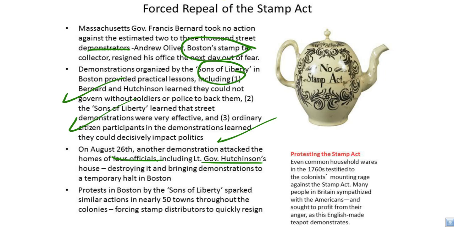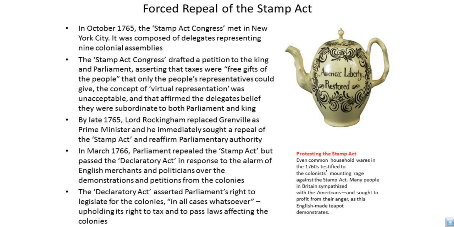Massachusetts Governor Francis Bernard took no action against the estimated 2,000 to 3,000 street demonstrators, but Boston's stamp tax collector, Andrew Oliver, resigned his office the next day because he was fearful. Demonstrations organized by the Sons of Liberty in Boston provided some practical lessons. The governor learned that he could not govern without soldiers or police to back him. The Sons of Liberty learned that street demonstrations were very effective, and ordinary citizen participants in the demonstrations learned they could decisively impact politics.